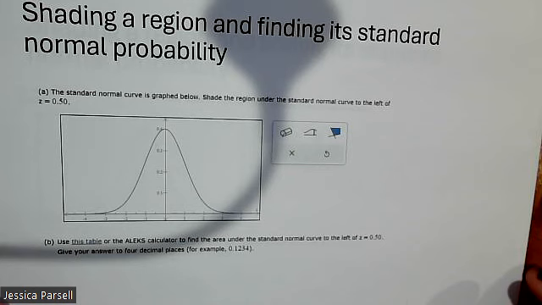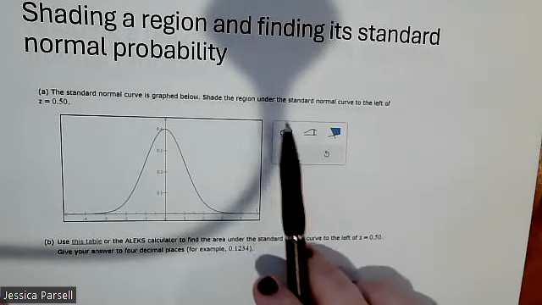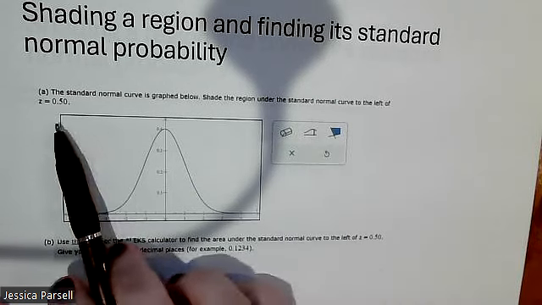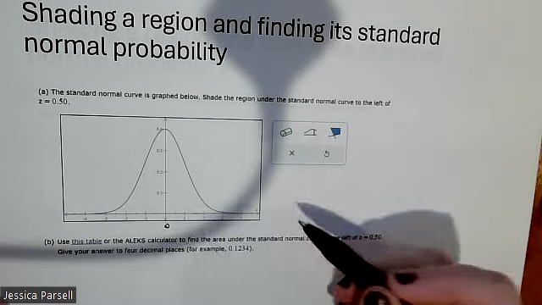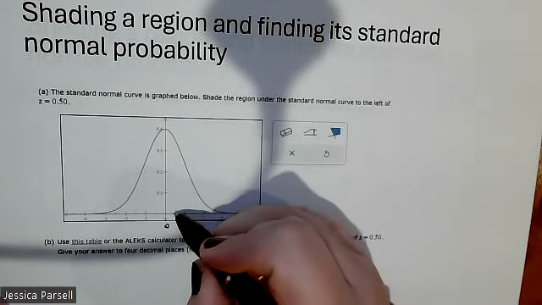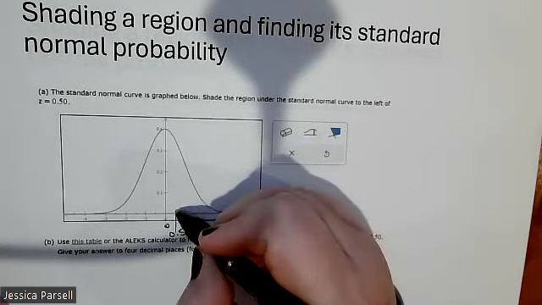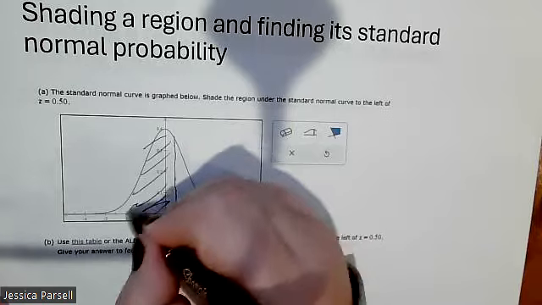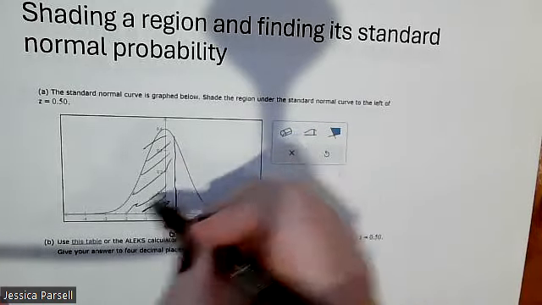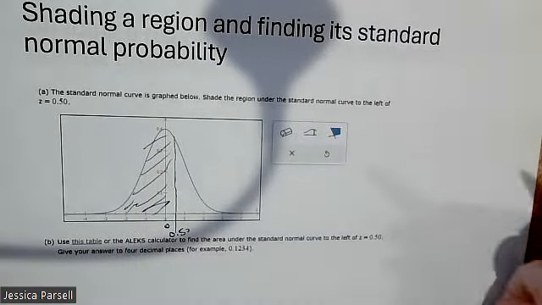All right, we're going to do it again. Use the standard normal curve that's graphed below. Shade the region under the standard normal curve to the left of z equals 0.50. Okay, so here's 0. Here's 1, so 0.50 is right here. So we're going to kind of draw that vertical line and sketch this. So hopefully you're thinking it's definitely over 50%, right? It covers that 50% and a smidge more.